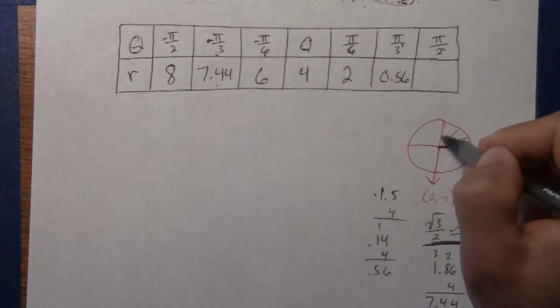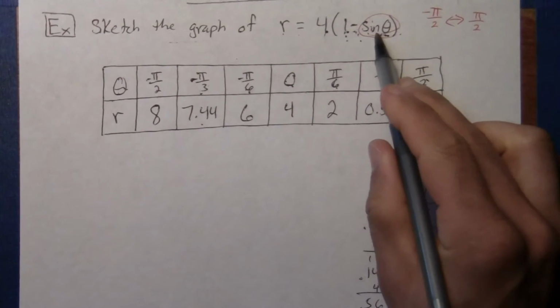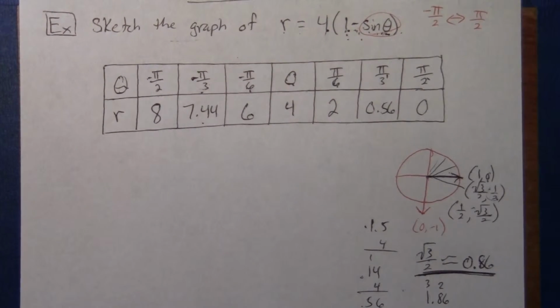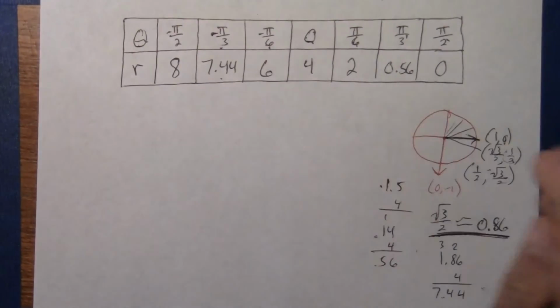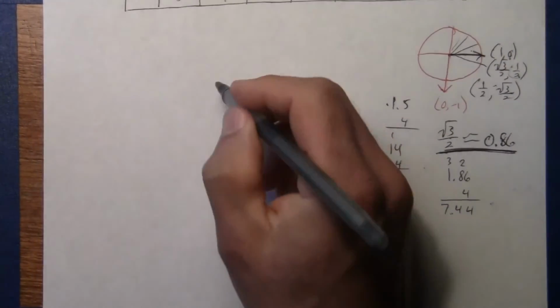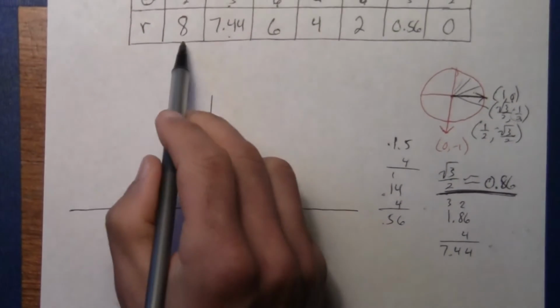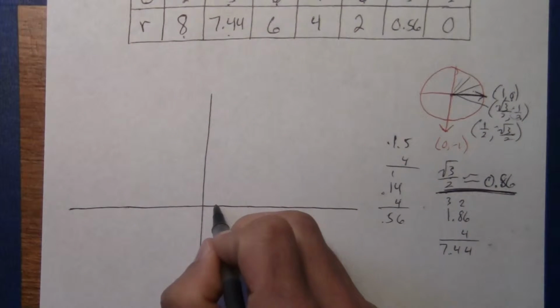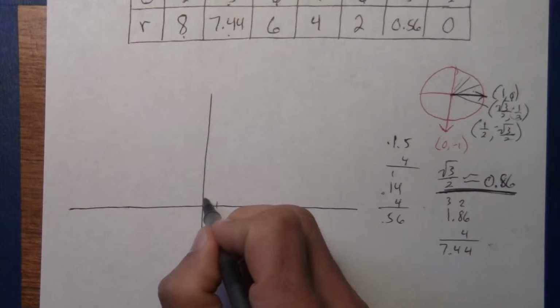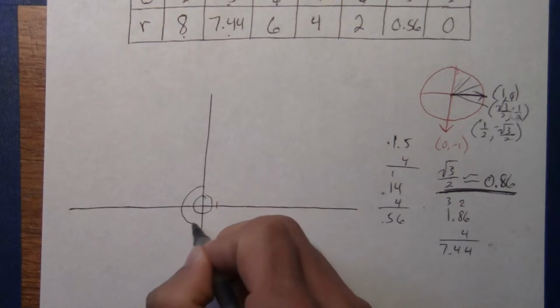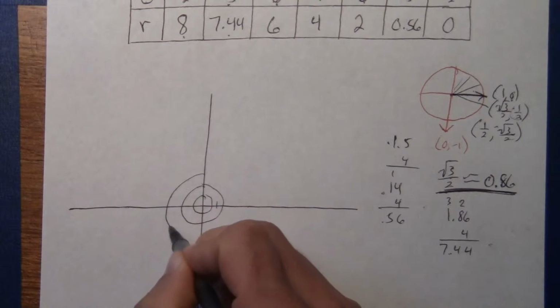And then pi over 2 right here is 1. 1 minus 1 is 0. Multiplied by 4, still going to be 0. So those are the numbers I need. So when I go to draw myself this polar graph, I need to go at least 8 tick marks out. So draw yourself 8 circles, and this is probably going to get really messy, but that's okay.